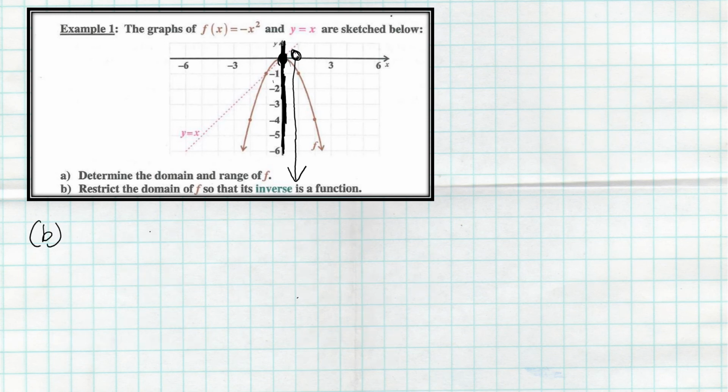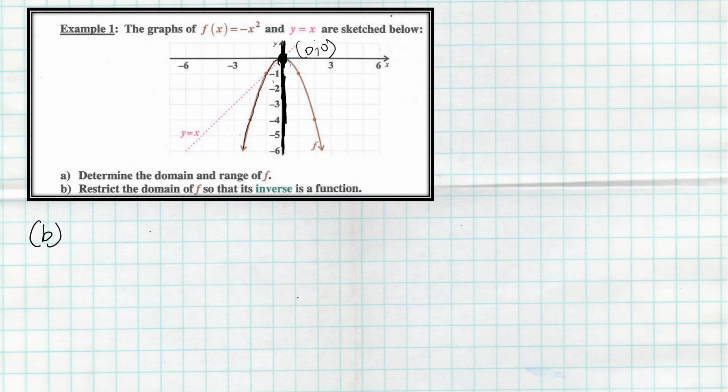Okay, the second question that I really want us to focus on says: restrict the domain of f so that its inverse is a function. Restrict the domain of f so that its inverse is a function. So if you can see, we have our turning point there as being (0, 0). If you know the turning point, it's easier to restrict, right? Because you just choose one of the parts.